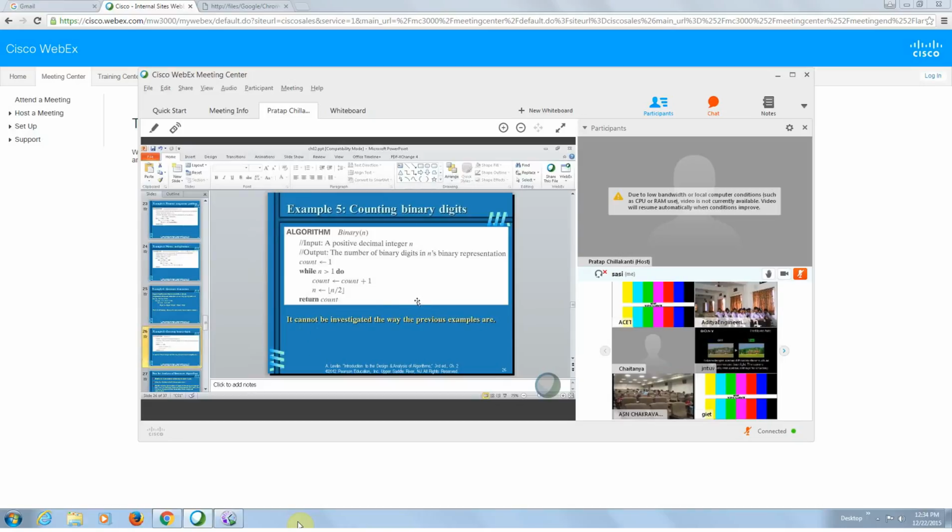Okay, counting binary digits. Wow, this is interesting, right? I'm assuming you all know the binary and hexadecimal notation. That's one of the fundamental things that we learn in computer science 101, right? So given a number, how many binary digits are there? Like if I say the decimal value 16, how many binary digits do I need to represent that? Quick.